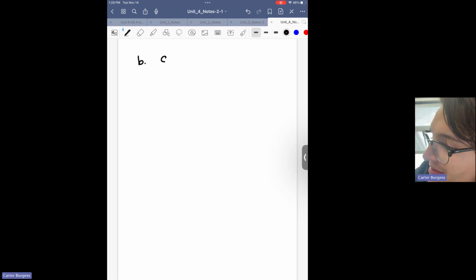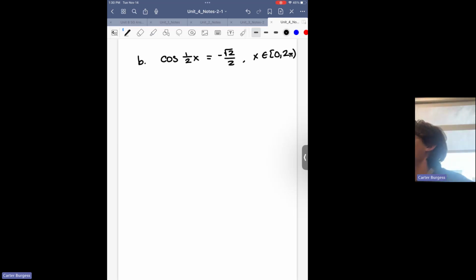Exact same idea. This is cosine of 1/2 x equal to negative root 2 over 2. These are just going to be the standard constraints that I'm going to give you for x. It's pretty much just going to be this, that we're between 0 and 2 pi. All right, so same deal. What do I do here?